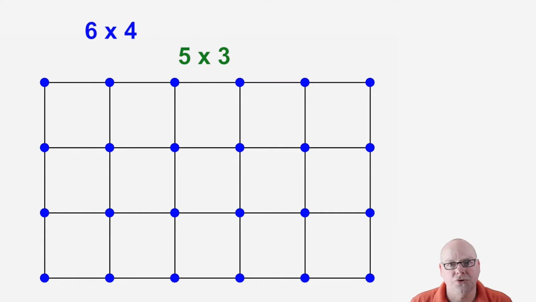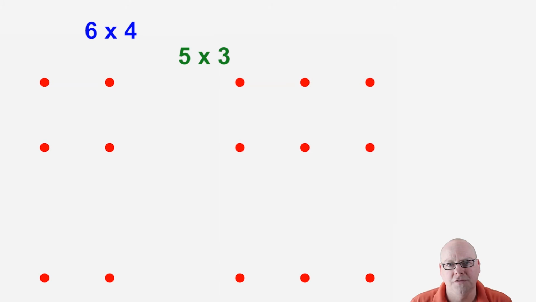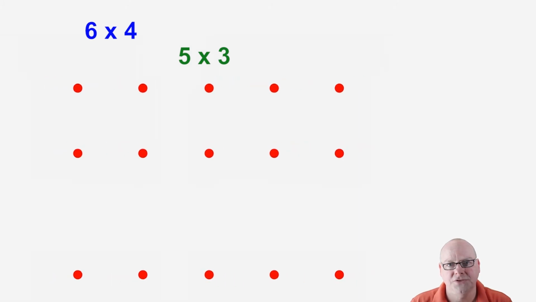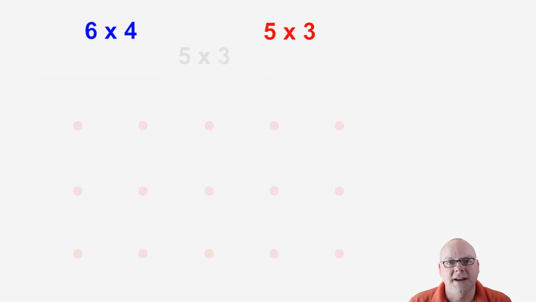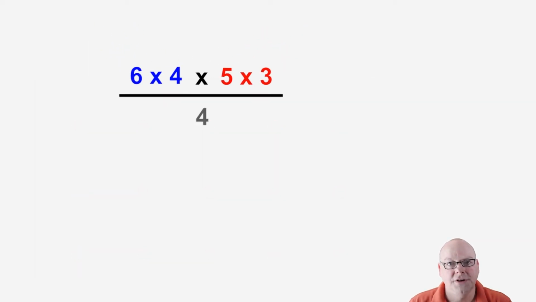Recall that the opposite corners have to be non-collinear, so we're going to remove one column and one row from the primary corners to get the opposite corners. That gives us 5 by 3 opposite corners. Notice that the number of opposite corners is the same size as our grid, 5 by 3. And finally, we divide the answer by 4 because we counted each rectangle 4 times.